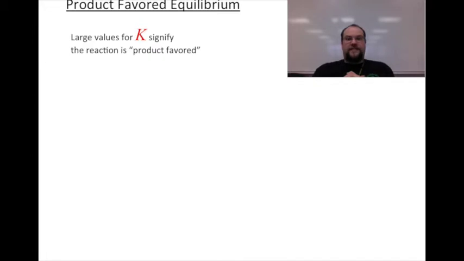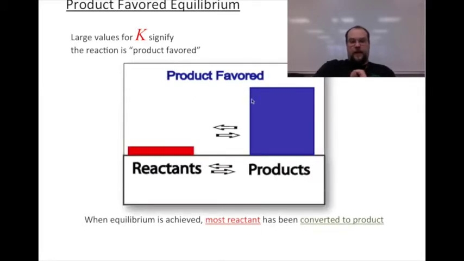Now, since it's products over reactants, if I have a very big K value, and big K values are over 1, it means I have a lot of product and a little reactant. We call that product favored. So if my K value is larger than 1, it is product favored. I would have a lot of product and little reactant. Most of it is product and there's very little reactant left over.